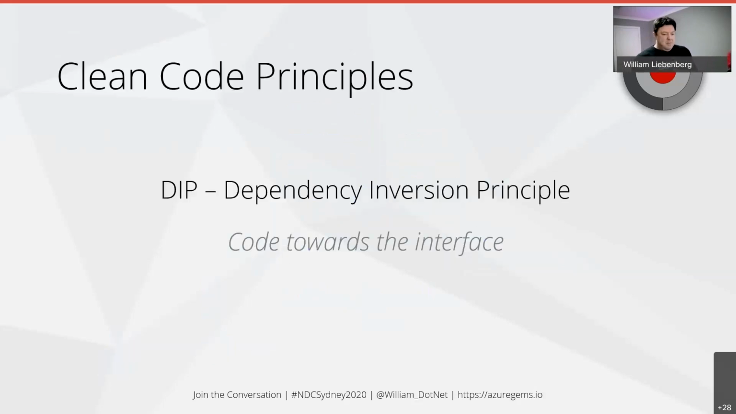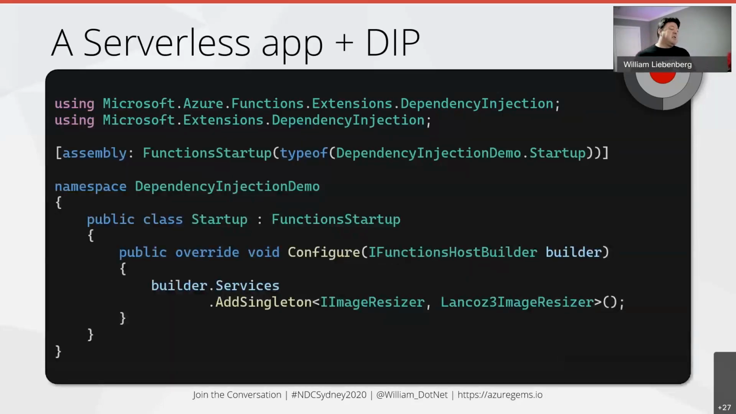The last principle is the dependency inversion principle. And as it says, code towards the interface. For a long time, I was trying to figure out how I was going to take this principle and apply it to a serverless architecture. And the keyword here is code. That's what we do with our applications, not what the applications can do to each other. So there's no easy way for me to apply this to an architecture other than being able to actually do it in our serverless applications.